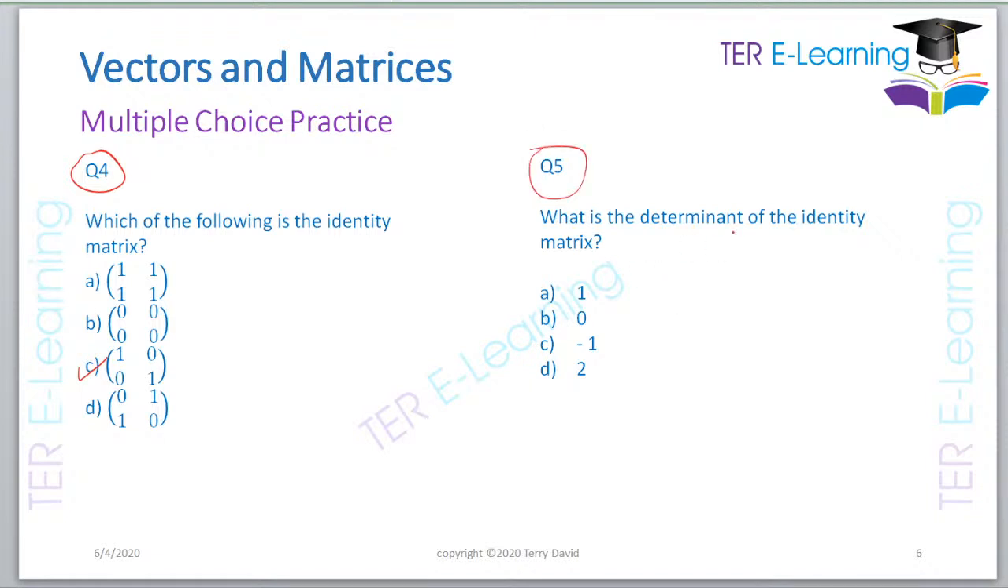Question 5. What is the determinant of the identity matrix? So you already know what the identity matrix is. The identity matrix is this, which is 1 0 0 1. And the question is asking, what is the determinant of the identity matrix? So question 5, what's the answer?